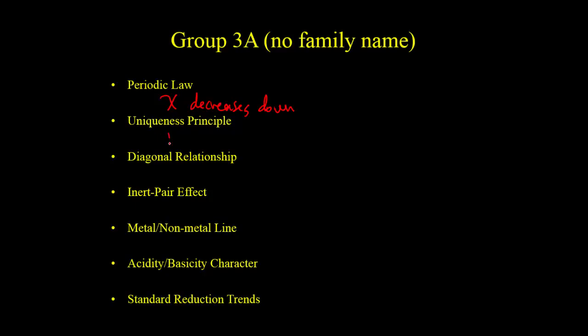The uniqueness principle says that boron is different than the other elements in the group, and that is true. Boron, for example, is the first non-metal we're going to be talking about, whereas aluminum is a metal. The diagonal relationship: we saw in the previous lecture that beryllium is similar to aluminum, and boron is going to be similar to silicon. The inert-pair effect, we're going to learn about in this group when we get to thallium.